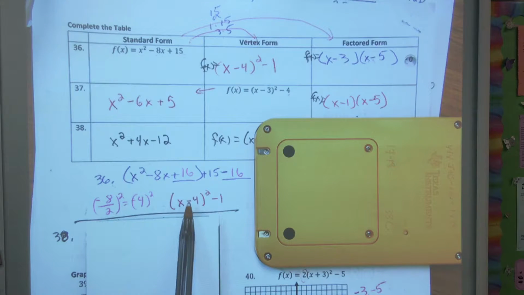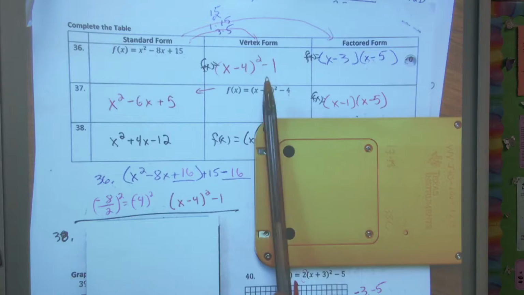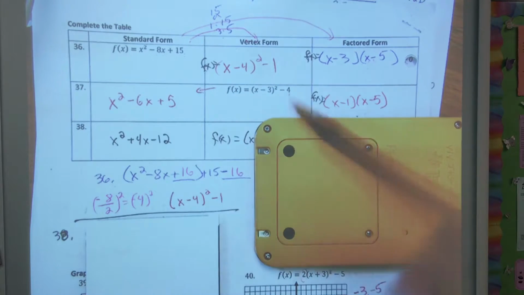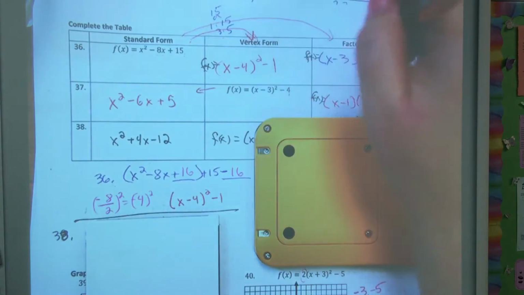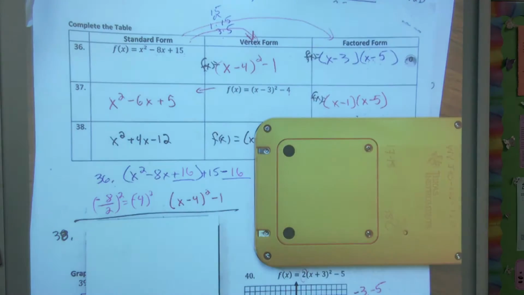Remember, the formula for that is on the back wall. X plus b over 2 in parentheses to the quantity squared. And then 15 minus 16 is -1. So I can put that right up here in vertex form. So remember, if you're given standard form, you can get both vertex and factored forms from that equation.